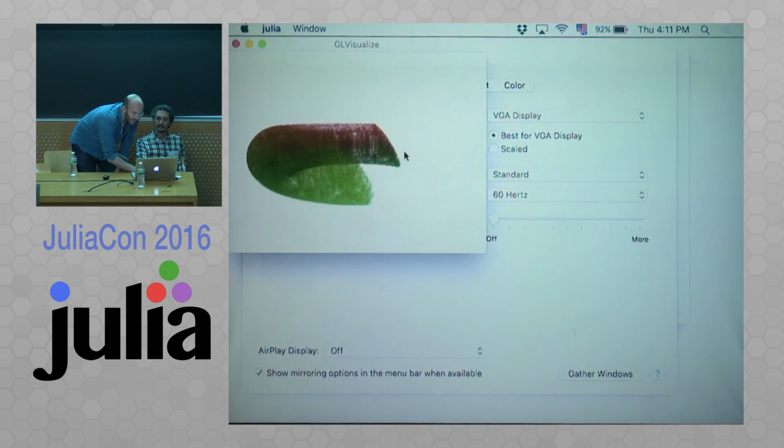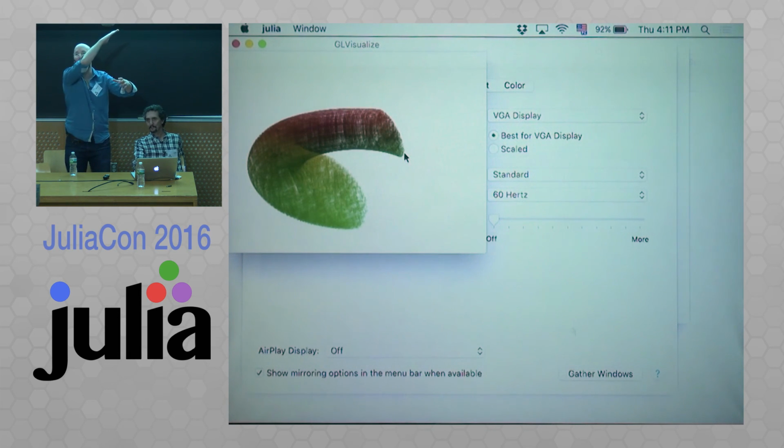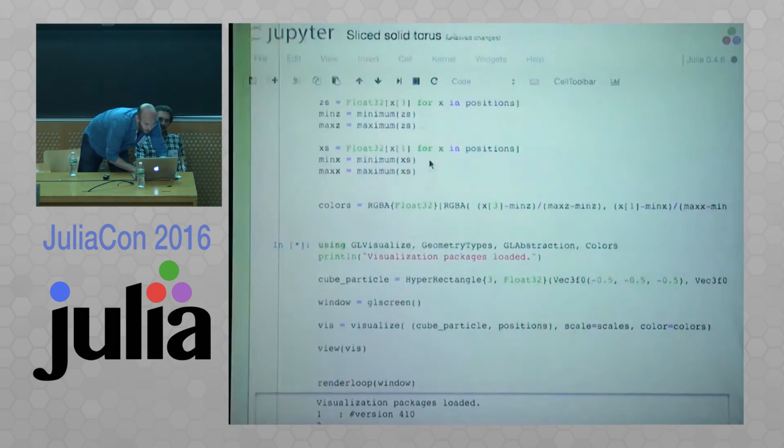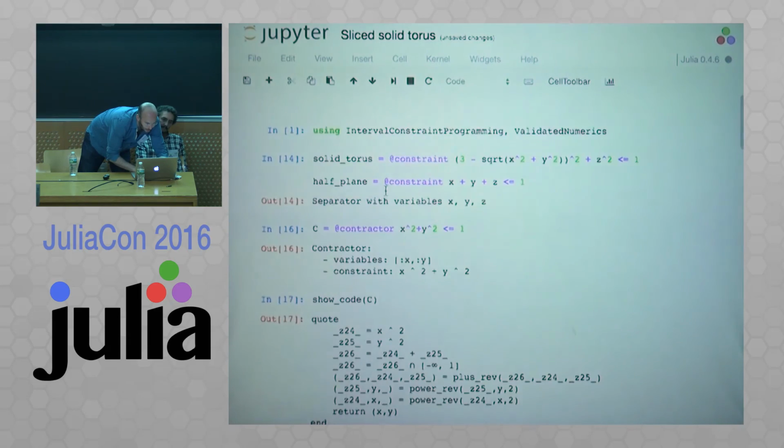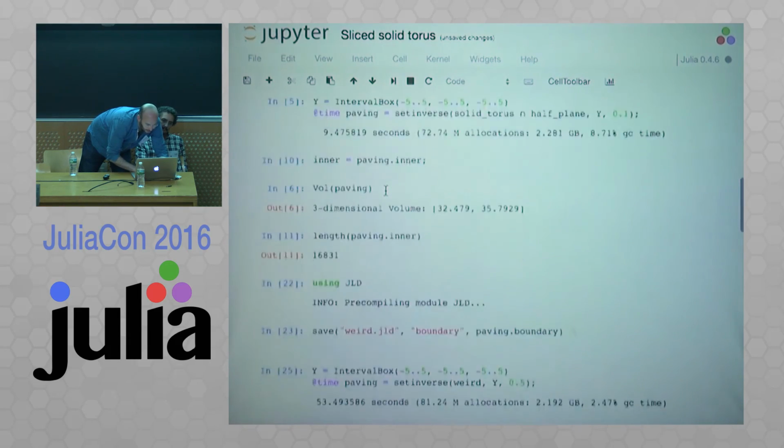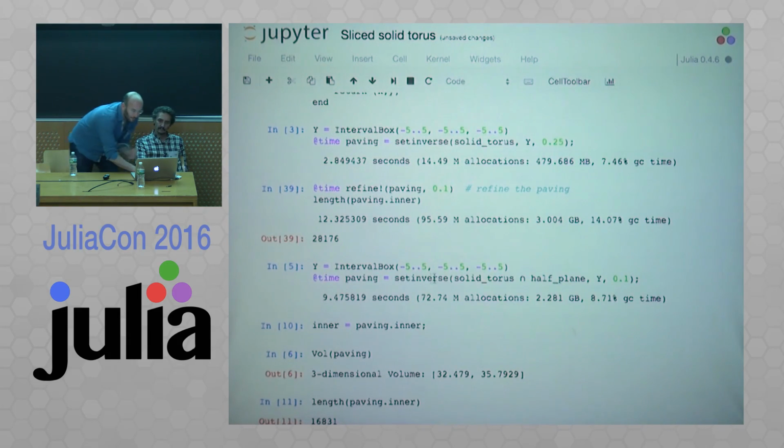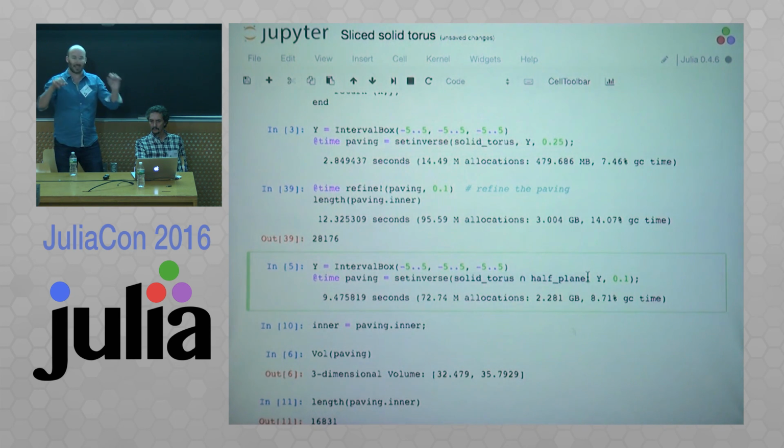So what is that? It's a solid torus that I have cut by a plane. So it's actually the intersection of 2 sets in 3-dimensional space. So you can see that, because we're doing Julia, once I've implemented everything, I can literally just write that I want the intersection of the solid torus and the half plane. So this is the intersection of 2 separators, which gives me another separator. And I just find, so I have a rigorous bound for the boxes that are inside this new complicated set and the boxes that are outside.